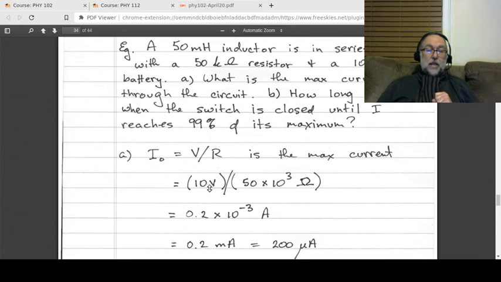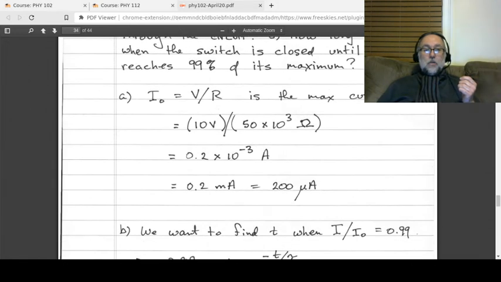It's V over R, and so you have 10 volts divided by 50 kilo ohms. Kilo is 10 to the 3. And so that turns out to be 0.2 times 10 to the minus 3 amps, or 0.2 milliamps, or 200 microamps if you want to write it that way. But 0.2 milliamps, this is a small current.